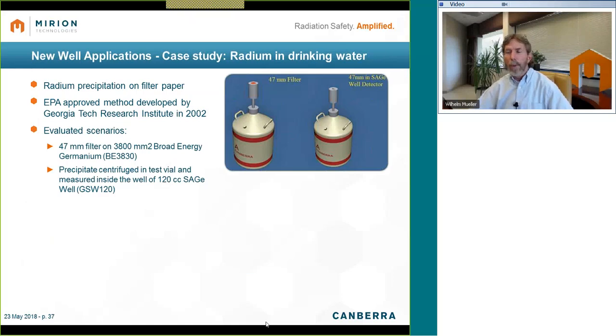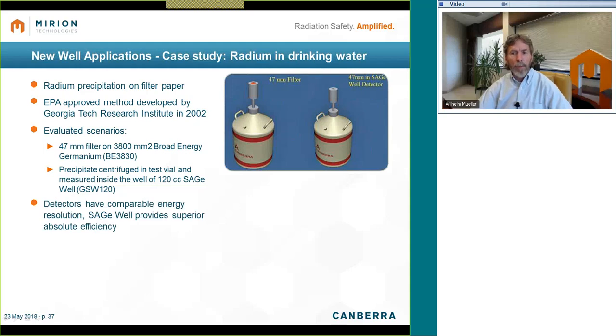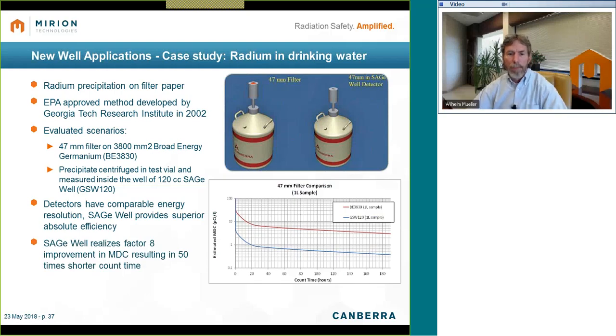The scenarios that we evaluated here include a 47-millimeter filter from the example method onto a Veggie detector, or taking that same sample and putting the precipitate in a vial and sticking it in a well detector. So we're comparing a good high-performance Veggie detector with a filter to a high-performance well detector with the same sample mass. The detectors have comparable energy resolution, but because of the superior resolution in the SAGE well, we get a curve that looks like this.